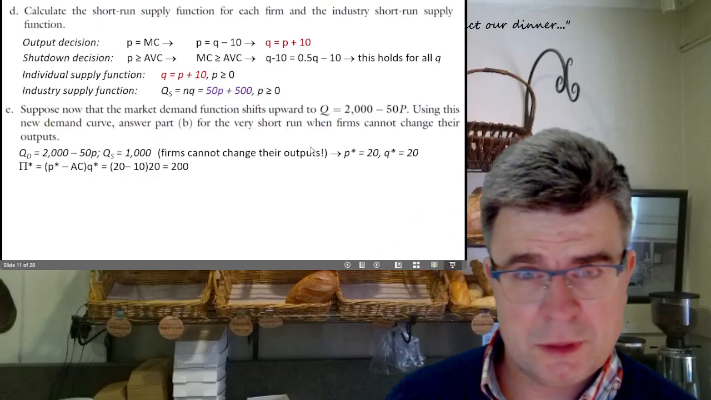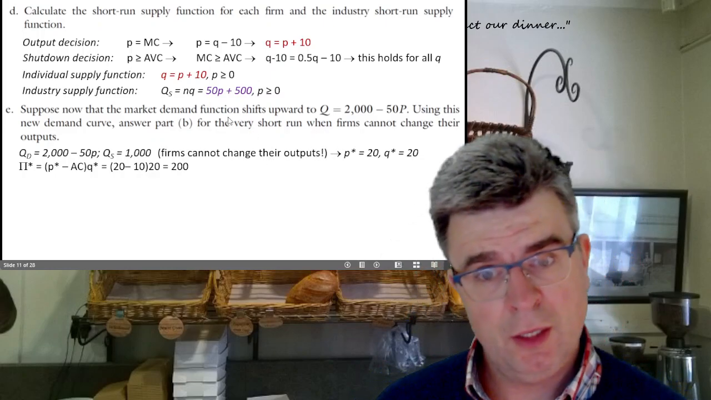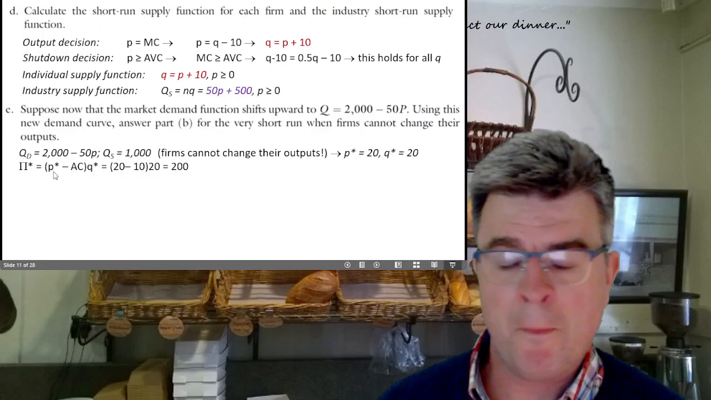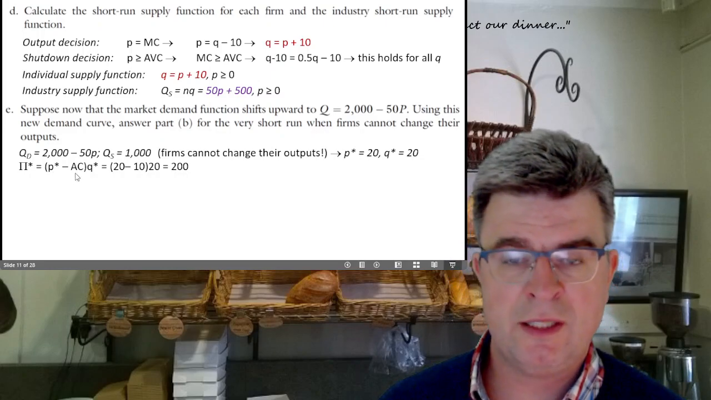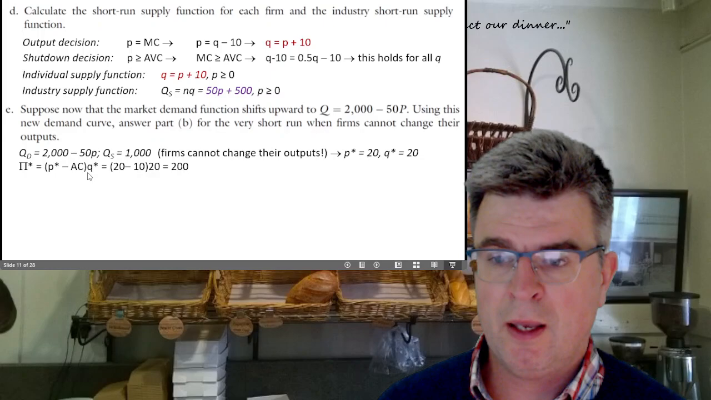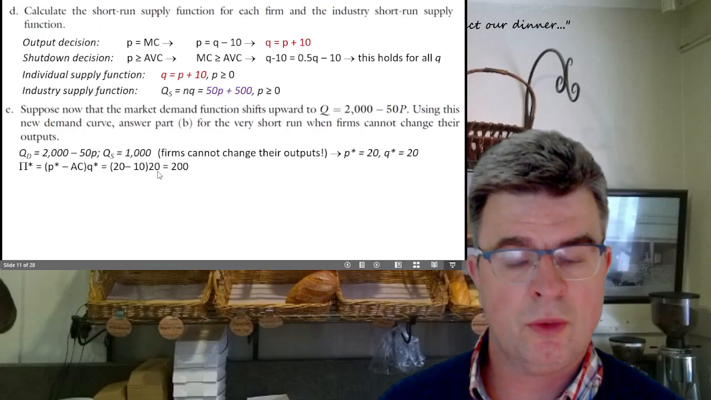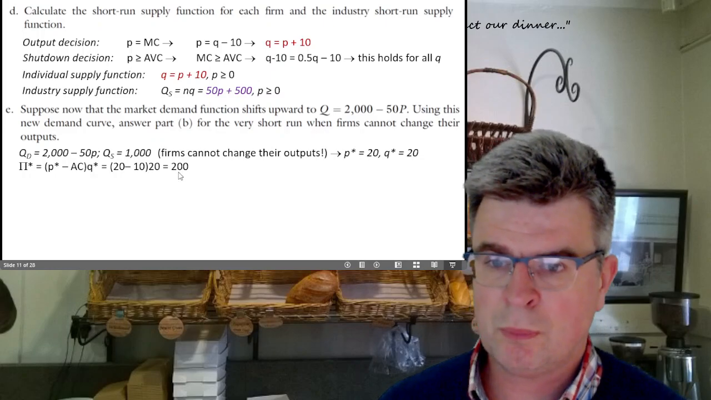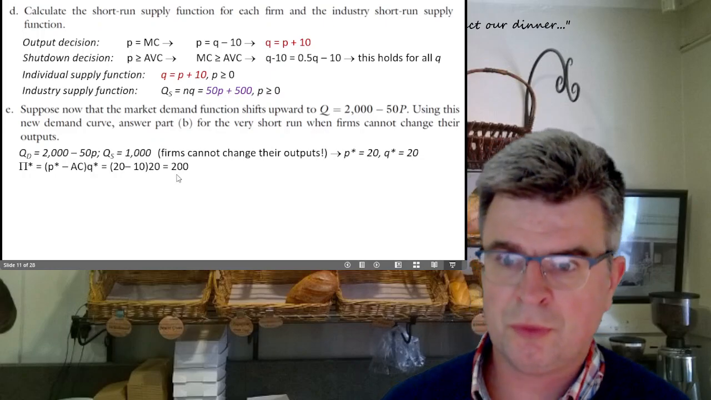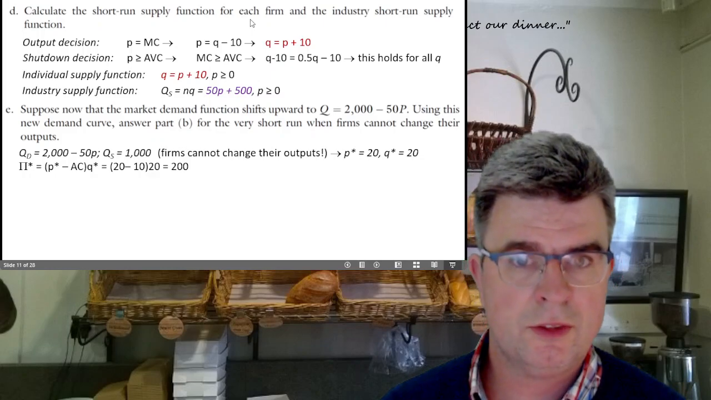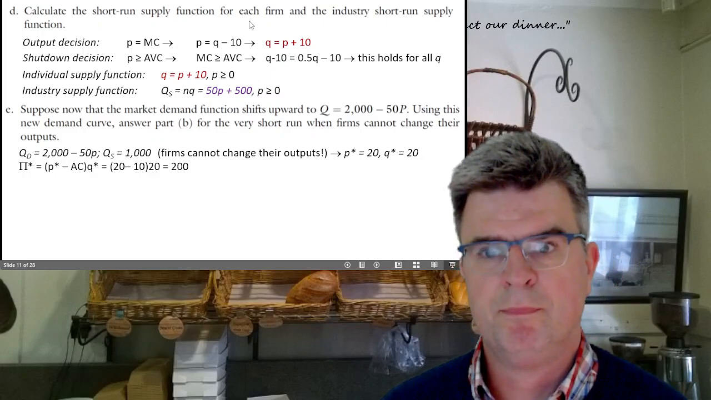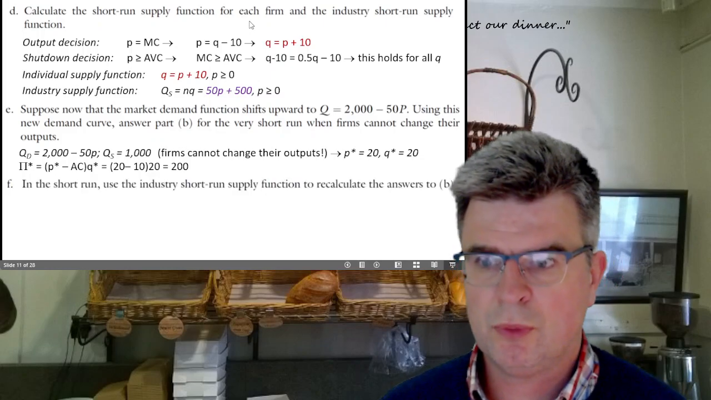For firms, this is great in the very short run because now the market price of 20 exceeds their average cost. So on each unit that they sell, they make a profit of 10. In total, they sell 20 units, so the total profits are equal to 200. And this completes question E. And then we can continue with question F.